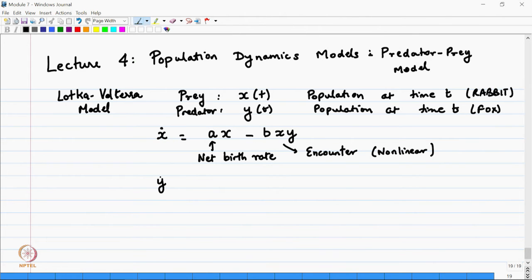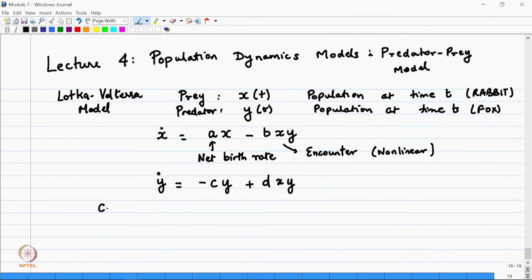Now we should also have a differential equation for y. So, y dot. Now, what we will assume is that I'll write it as minus c y plus d times x y. So this is the net birth rate, and for the predator, if there is no prey, the predator population will decrease. So if x equal to 0, then y will go to 0. So therefore, it has a negative net birth rate, but if there is prey, then its population will increase, and this is the nonlinear term. So due to encounter, the population of the predator increases, due to this factor d. Now, these are a set of coupled nonlinear differential equations.